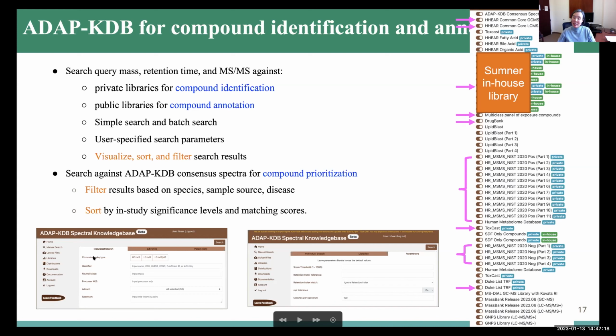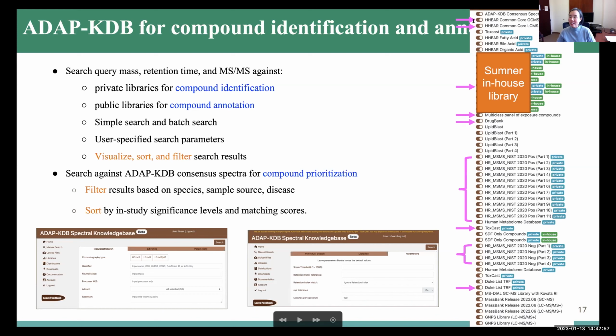So within ADP-KDP, you can do library search, and you can search GCMS data and LCMS data. And for your search, you could specify your own search parameters. In terms of libraries, in relevance again to exposomics, under the private HERE account, you see the list of libraries that our HERE core could search against. And there is still a bug in our library right now. You can see ToxCast repeated several times, but there's no bug, I don't think so, in terms of searching the library.